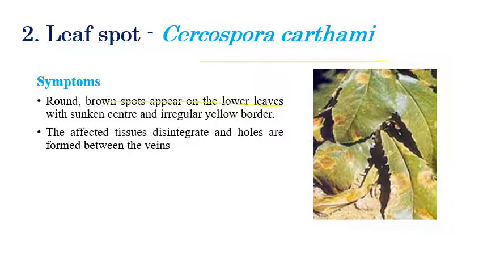Coming to the next one, leaf spot, which is caused by Cercospora carthami. We can see on the leaves brown color spots on the lower surface, with a sunken center, surrounded by a yellow halo. These spots mainly occur adjacent to veins, especially on the veins, or coalesce and are attached to the veins. Brown spots on the lower surface along with the yellow border are the characteristic symptoms, mostly seen on the midrib region only.